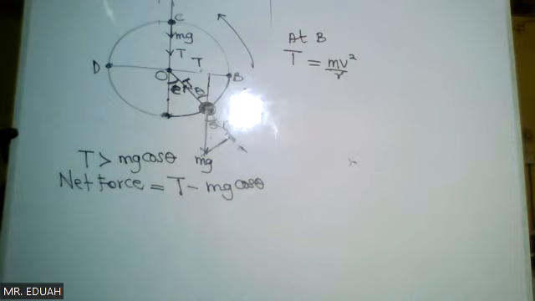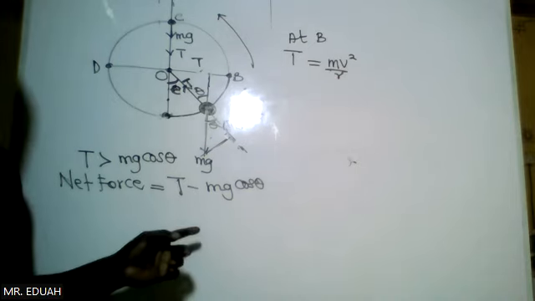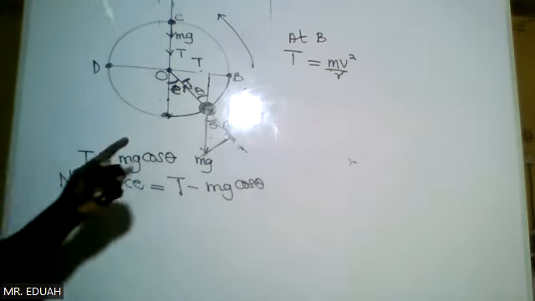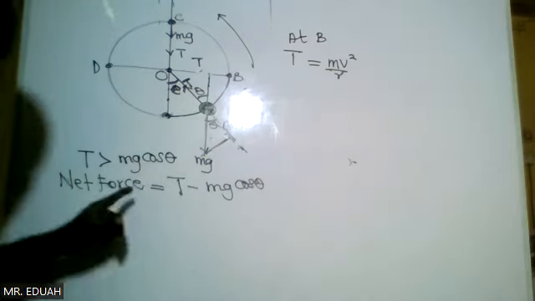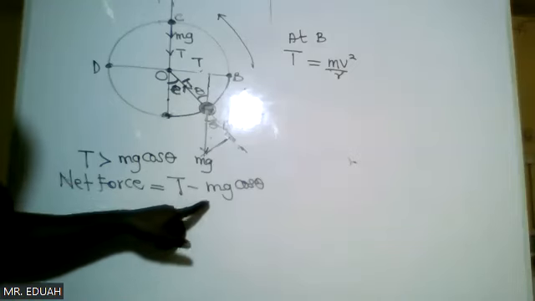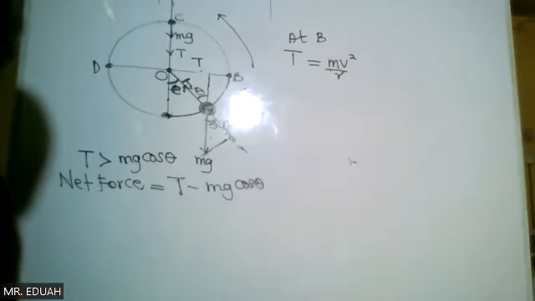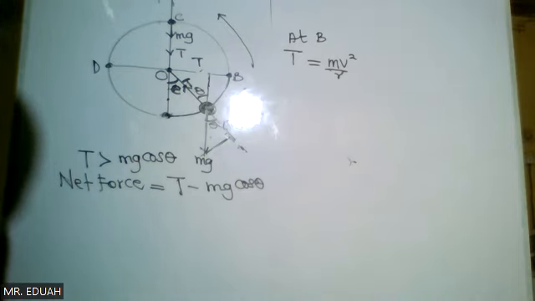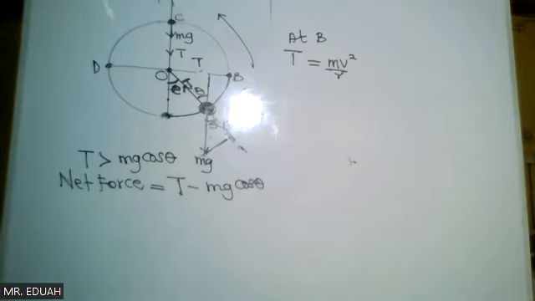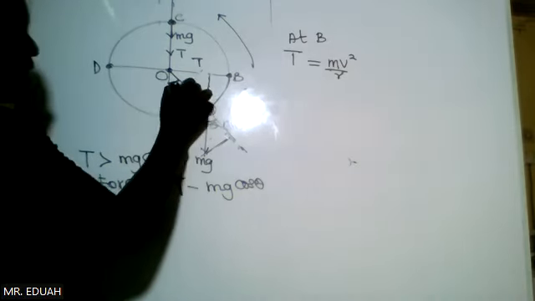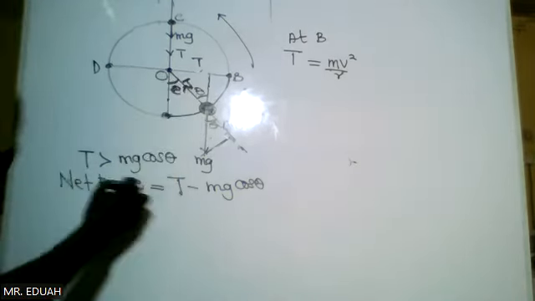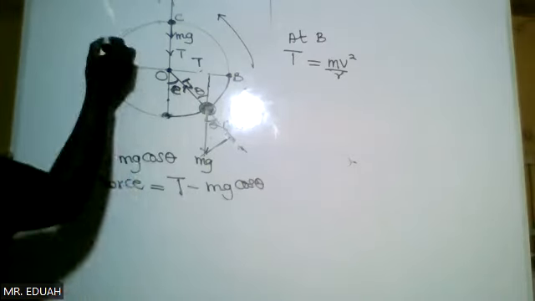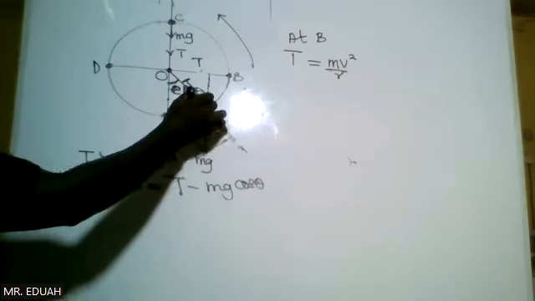I gave you a preamble. The preamble is that net force always acts in the direction of the larger force. So what will be the direction of the net force T minus mg cos theta? In the direction of tension. So towards the center. The tension is directed towards the center. So the direction of this net force is towards the center, also along the radius.